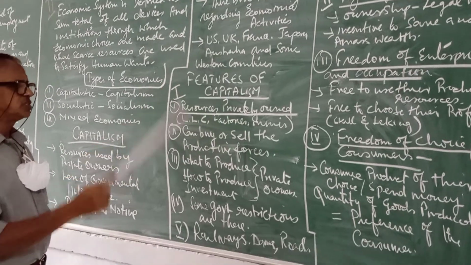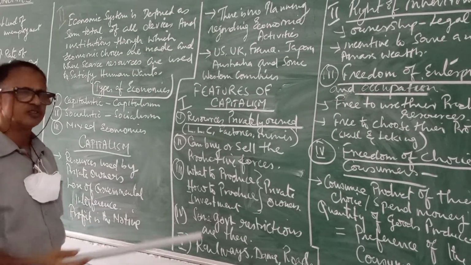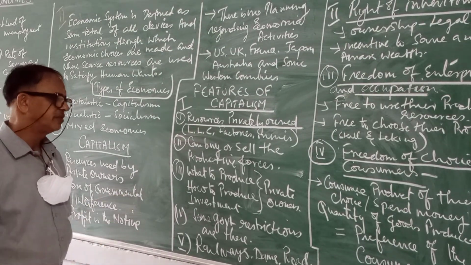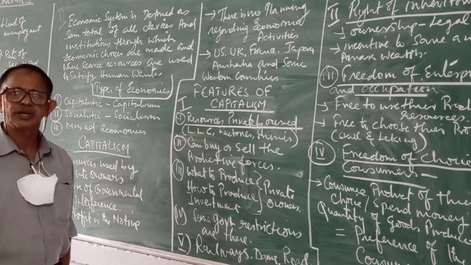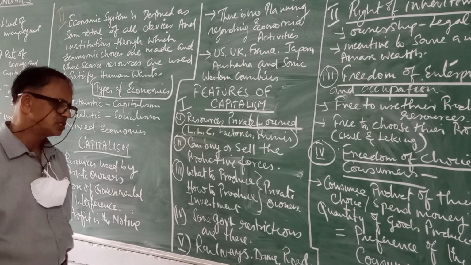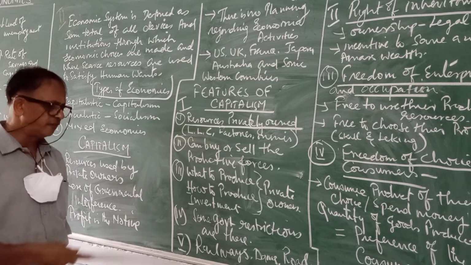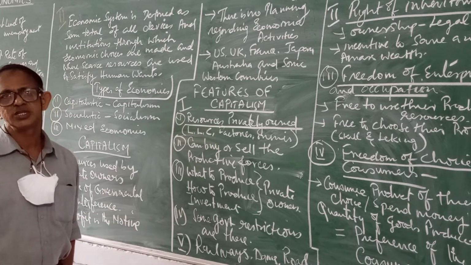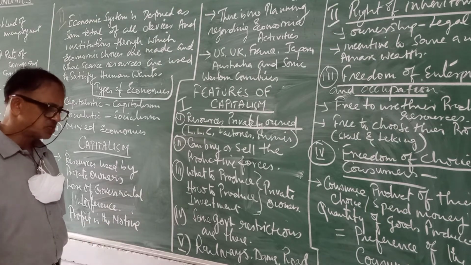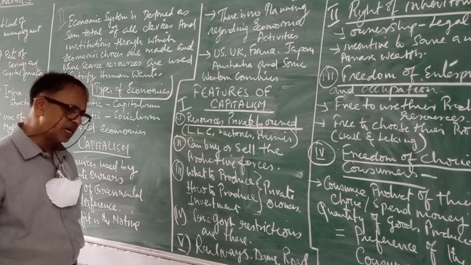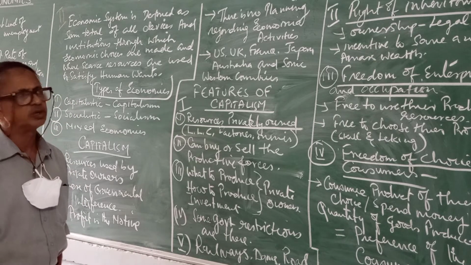The first feature is that the resources are privately owned. Land, labor, capital, factories, mines, everything is owned by the private owners. They have the right to buy or sell the productive forces. What to produce, how to produce, how much to invest, everything is decided by the private owners, and there is no interference by the government. Of course, there are some exceptional cases. In the case of railways, dams and roads, the government has control over them and not the private owners.